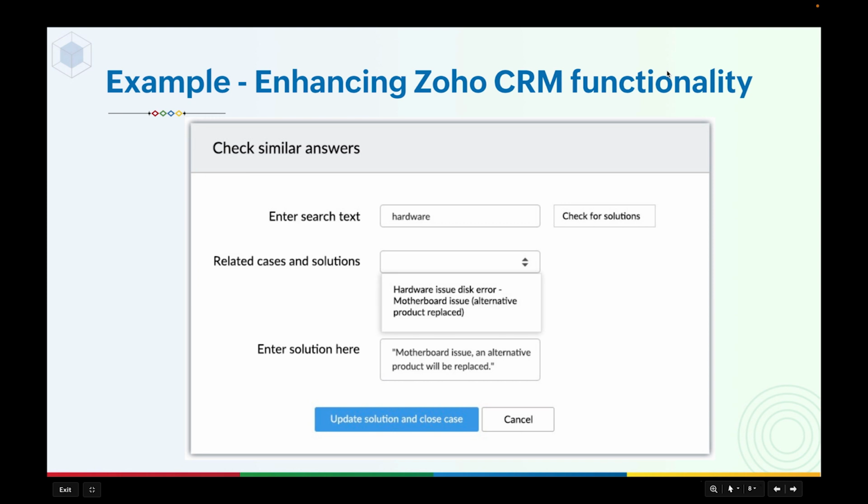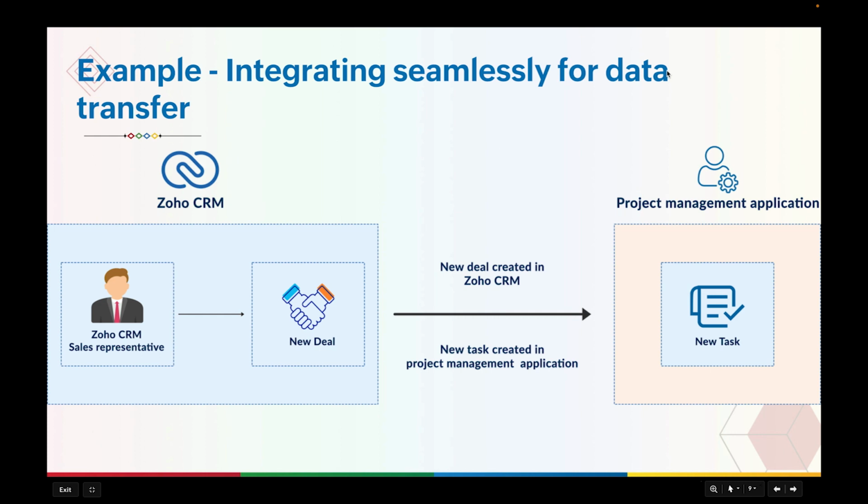Now, let's look at another example of how widgets can be used when an application is integrated with Zoho CRM. So assume you're a sales representative in Zoho CRM who has integrated a project management application to manage your tasks. You want to create a task in your project management application every time a new deal is created in Zoho CRM, so that you can assign and manage any task related activities associated with that deal in order to close and win that deal.